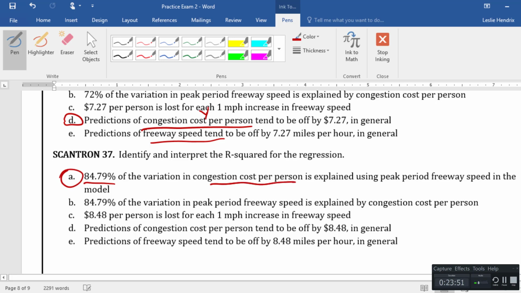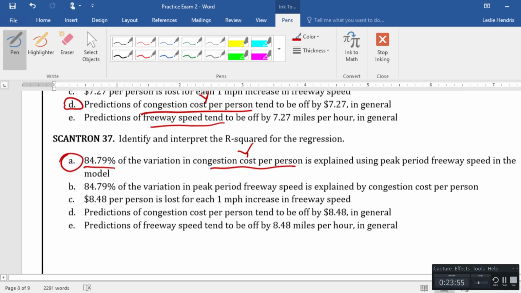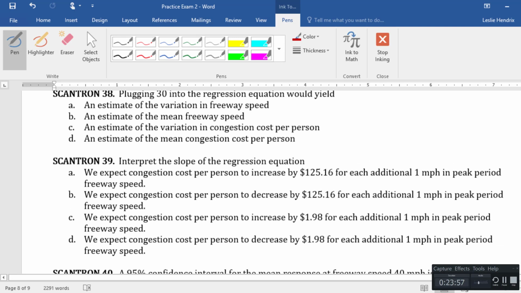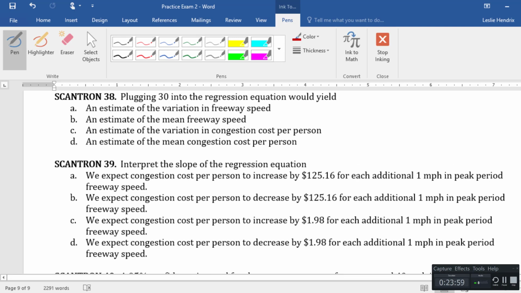All right. Plugging in 30 to the regression equation does what? Well, it gets you a prediction. We've already played that game, right? But what does that mean? Well, that prediction is the average y at that x. And so you're getting an estimate of the average congestion cost per person. So I just want you to really understand that regression line.